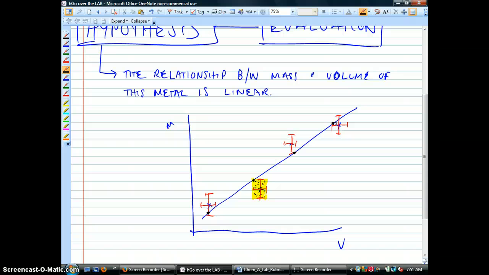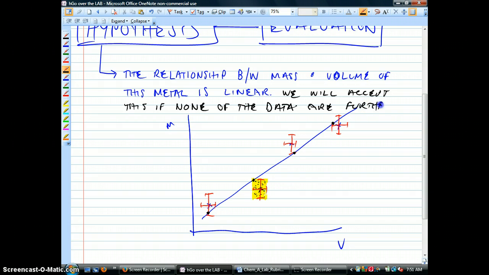But let's clarify it a little bit here. What we want to do is put a condition on our hypothesis because we want to be as objective as possible, and ideally this would all happen before the experiment. You'd make a hypothesis like this, the relationship is linear, and then you would put a condition on it, something like this. We will accept this if none of the data are further than their uncertainty from the line.